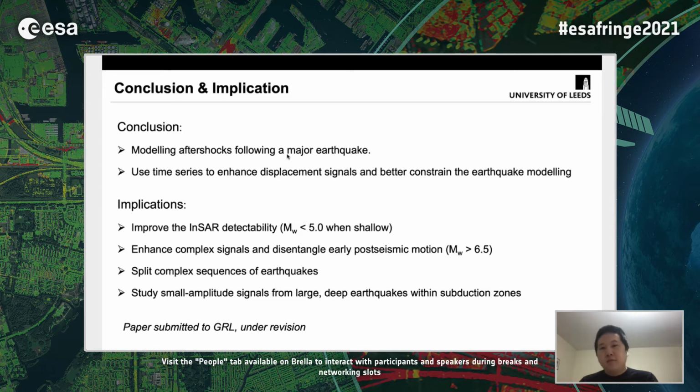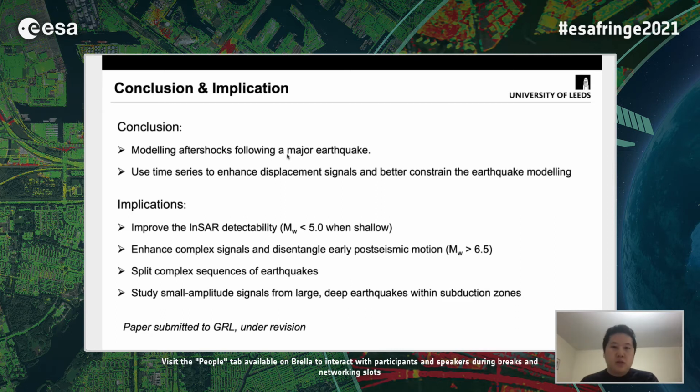As for the implication of our method, the primary use of our approach is to improve the InSAR detectability, such as for very small earthquakes with magnitude below 5 when they reach the Earth's surface. It can also be used to enhance complex signals and distinguish early post-seismic motion from the co-seismic offset due to the latency of acquisition.